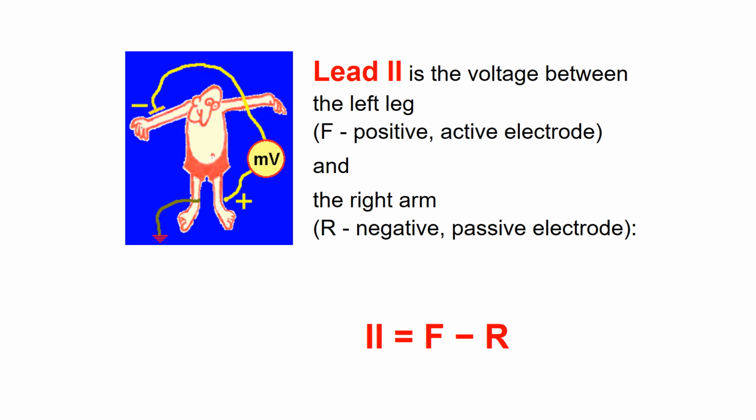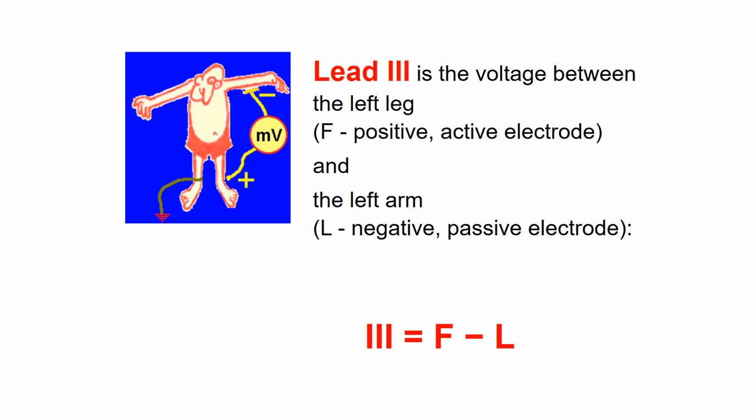Lead 2 is the voltage between the left leg, F, positive, active electrode, and the right arm, R, negative, passive electrode. Lead 2 equals F minus R. Lead 3 is the voltage between the left leg, F, positive, active electrode, and the left arm, L, negative, passive electrode. Lead 3 equals F minus L.